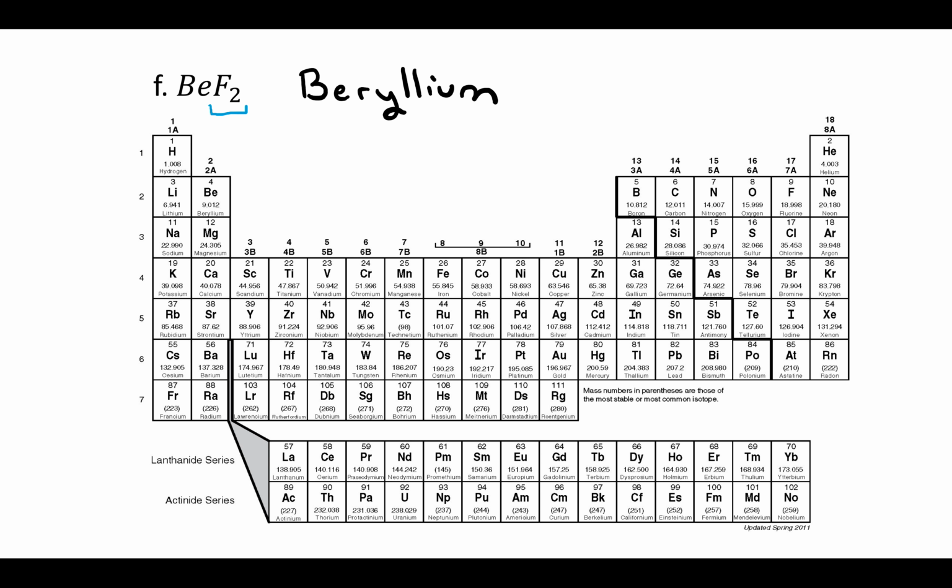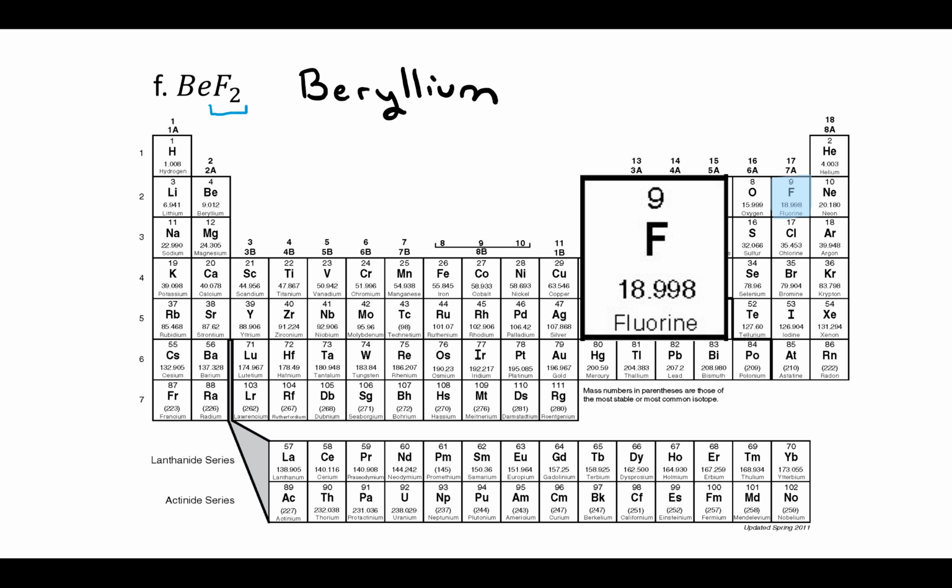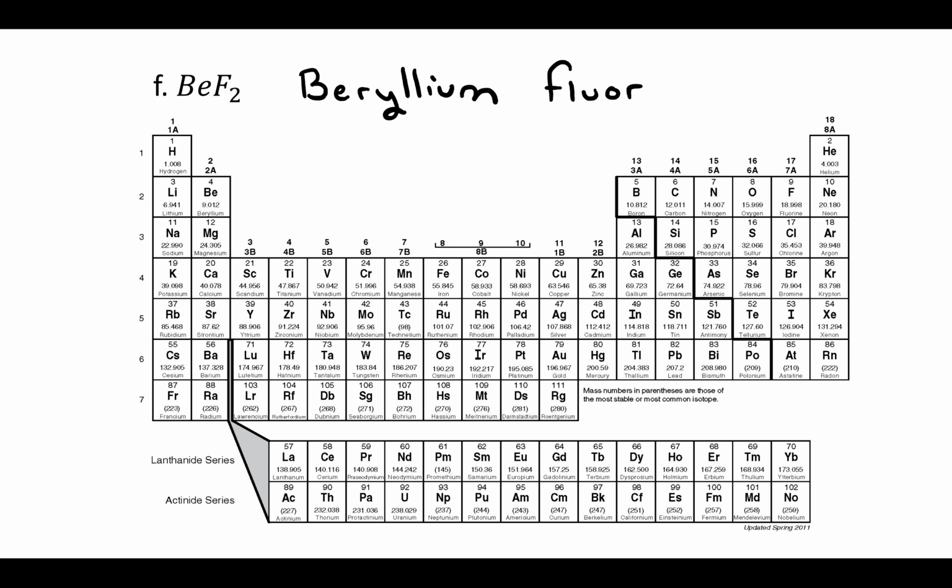For the second element, take the name on the periodic table and take just the first syllable. So here, F is fluorine. The first syllable of that is fluor. And finally, add the ending ide, IDE, to show that the fluorine is sticking to the beryllium in a compound. So the name for BeF2 is beryllium fluoride.